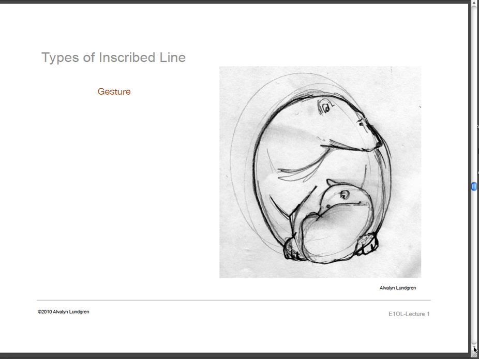So the gestural lines are the oval understanding, and they're loosely drawn and they're lightly drawn, and then from there we build up the contour line to describe the actual forms. So two types of inscribed line are gesture, which is about movement and direction, and contour, which describes edges. And contour can fade in and fade out and be lost and found.